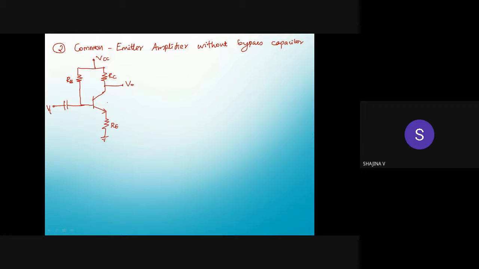Because in a common emitter amplifier, we can say this emitter is common to both input and output.